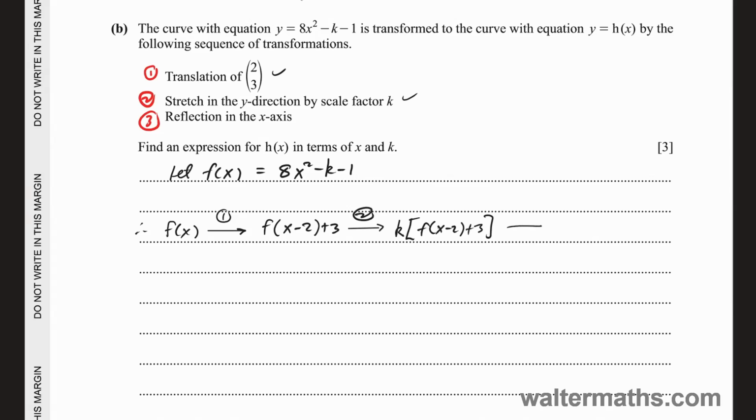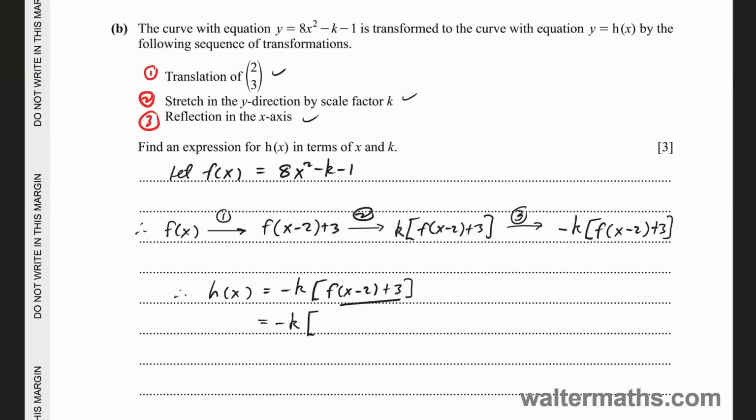And after the third transformation, number 3, which is a reflection in the x-axis, it will be −k of f(x − 2) + 3, right? So that's what h(x) is. h(x) is that. It's −k, and that's of f(x − 2) + 3. This is just like −k, and that's of.